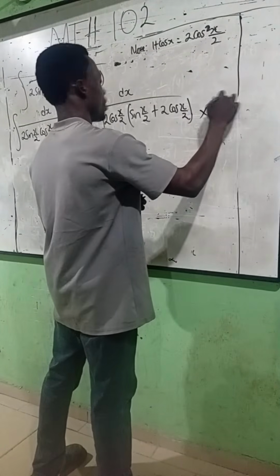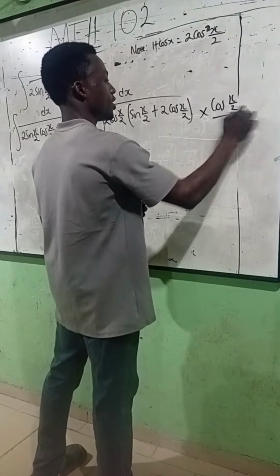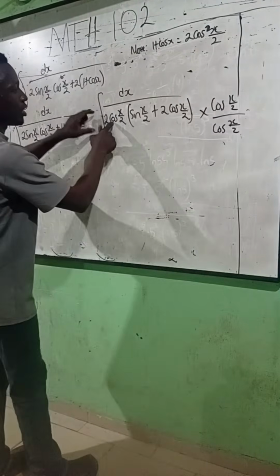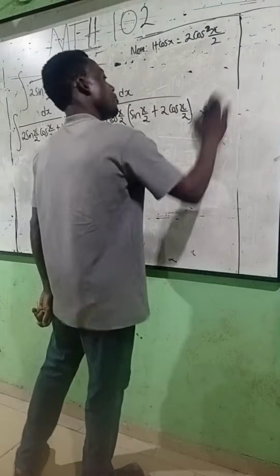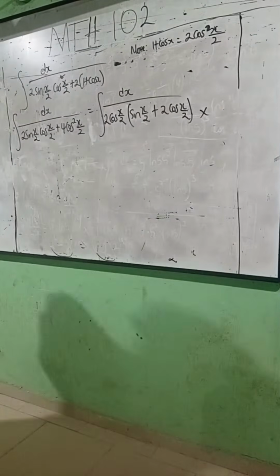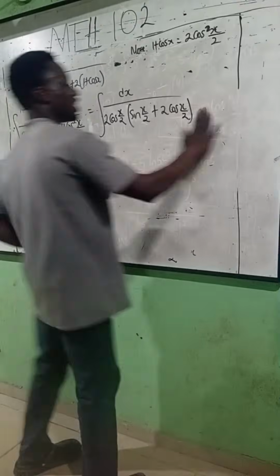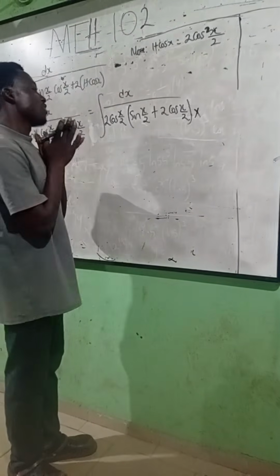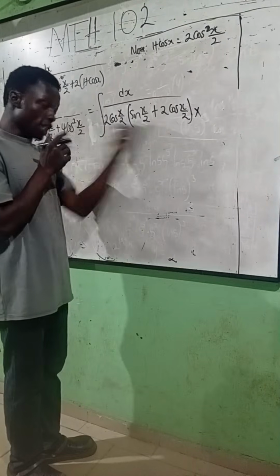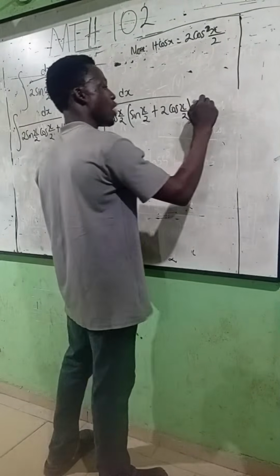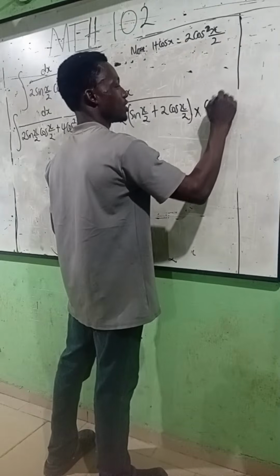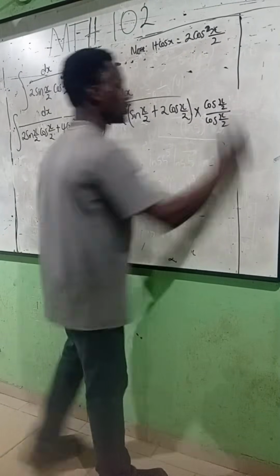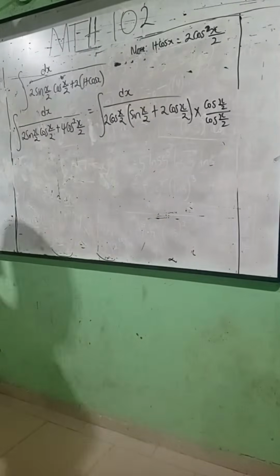I'm dividing cos x over 2 by cos x over 2. Multiply the denominator by 1. If you multiply by 1, we have not changed anything, right? Only the denominator is new, but I want to write my 1 as cos x over 2 divided by cos x over 2. Are we together? We are bringing in tan now.